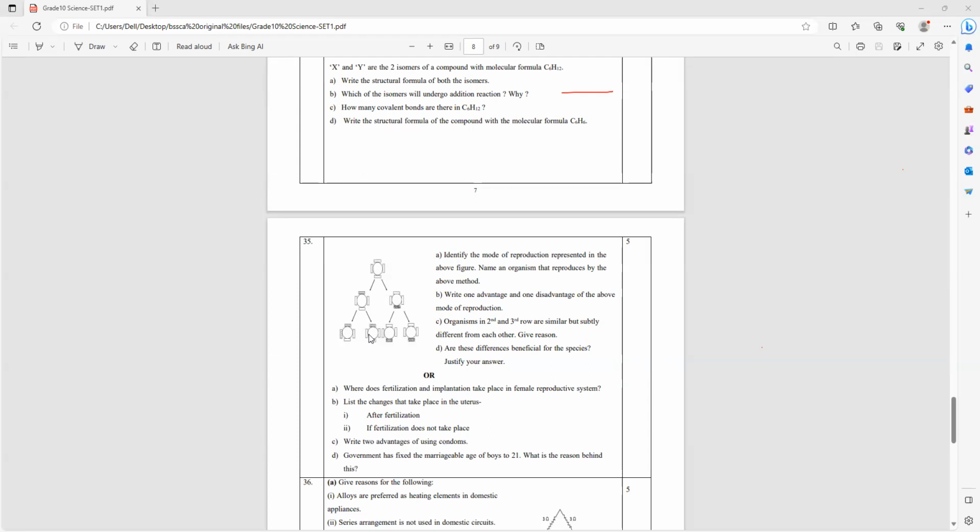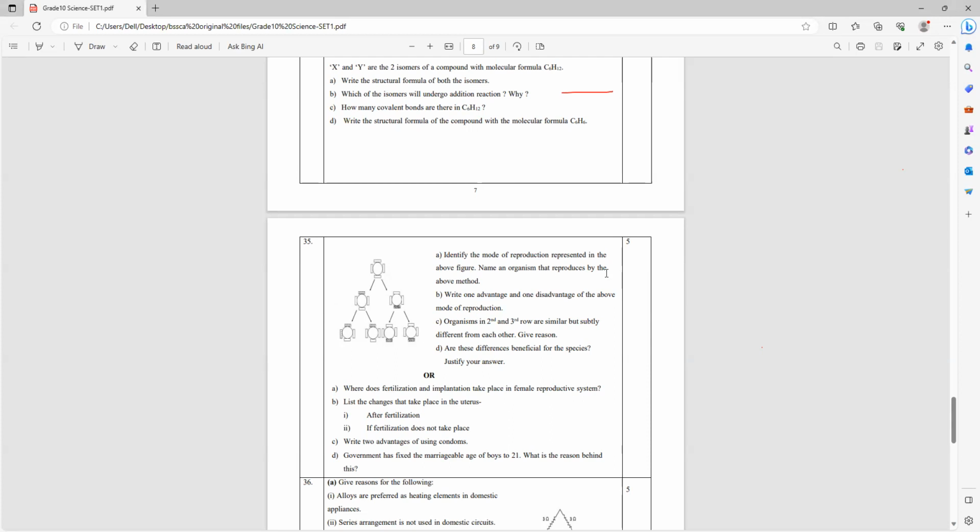All of you? What is it representing? First one. Write it, answer. That is what they're asking. So first, it is representing what? Asexual reproduction. And asexual reproduction also, it is following, actually, if you notice it.